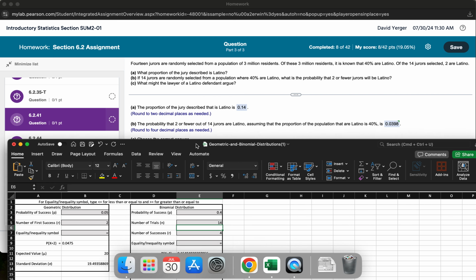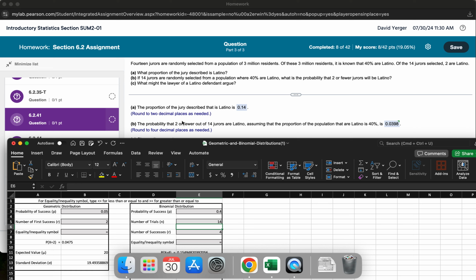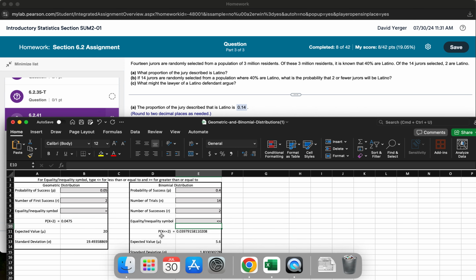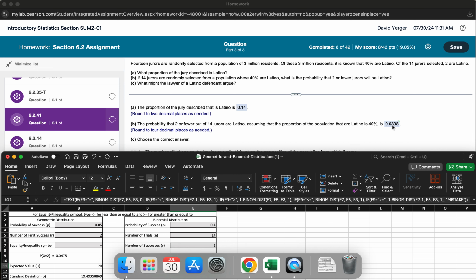And we're looking for 2 or fewer. So 2 is the number of successes, and 2 or fewer would be less than or equal to. So you have to put the less than symbol first and then the equals symbol and press enter. That gives us the probability that it's 2 or less. And here, the 0.03979, that is this probability right here.